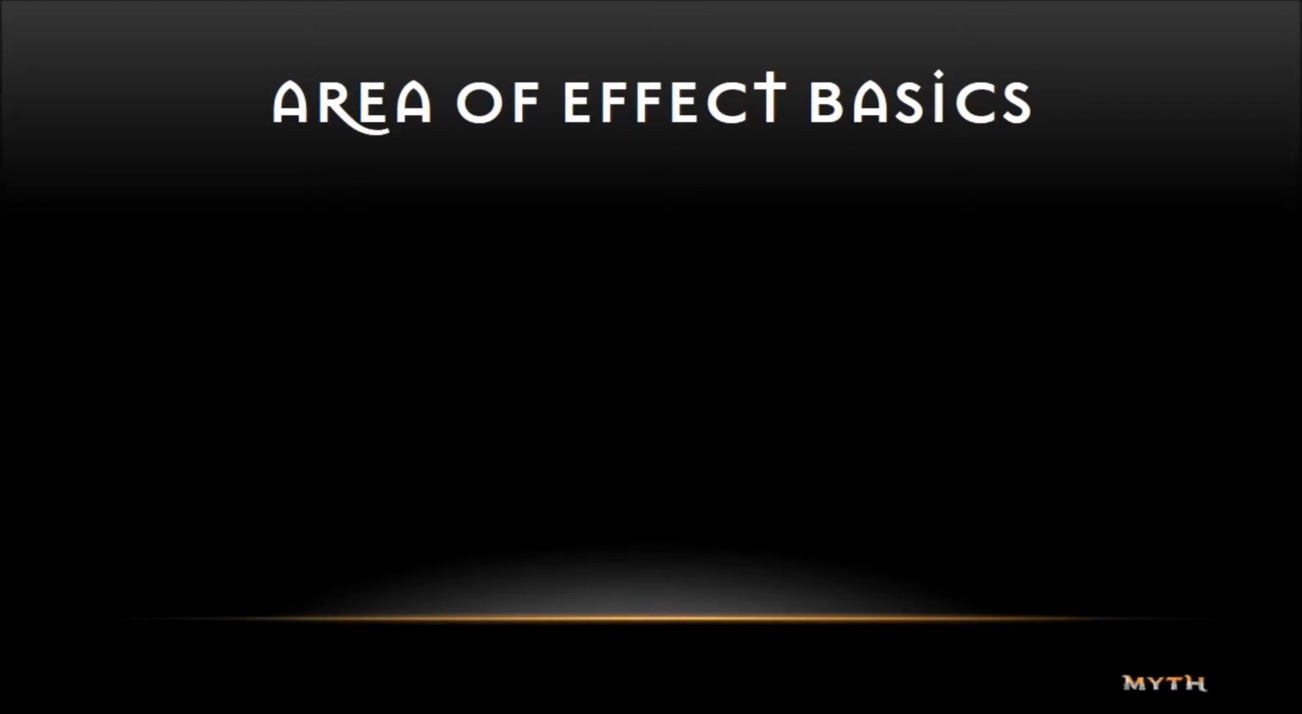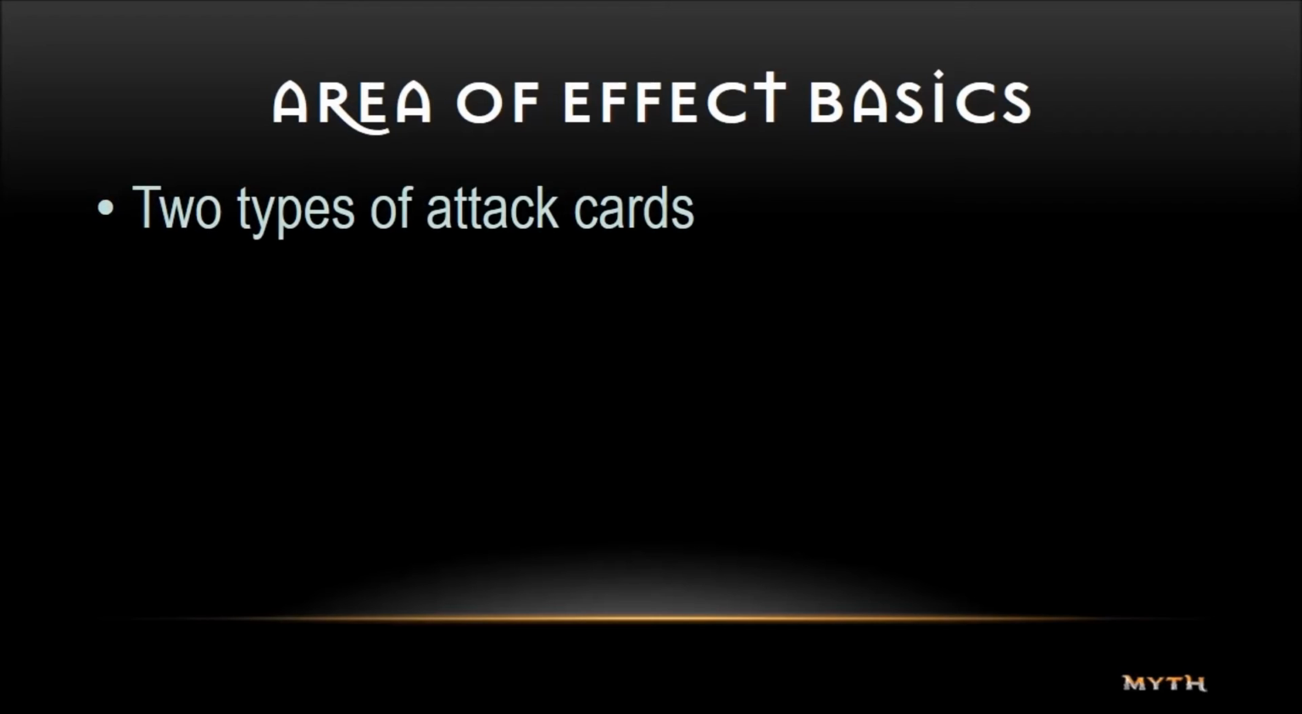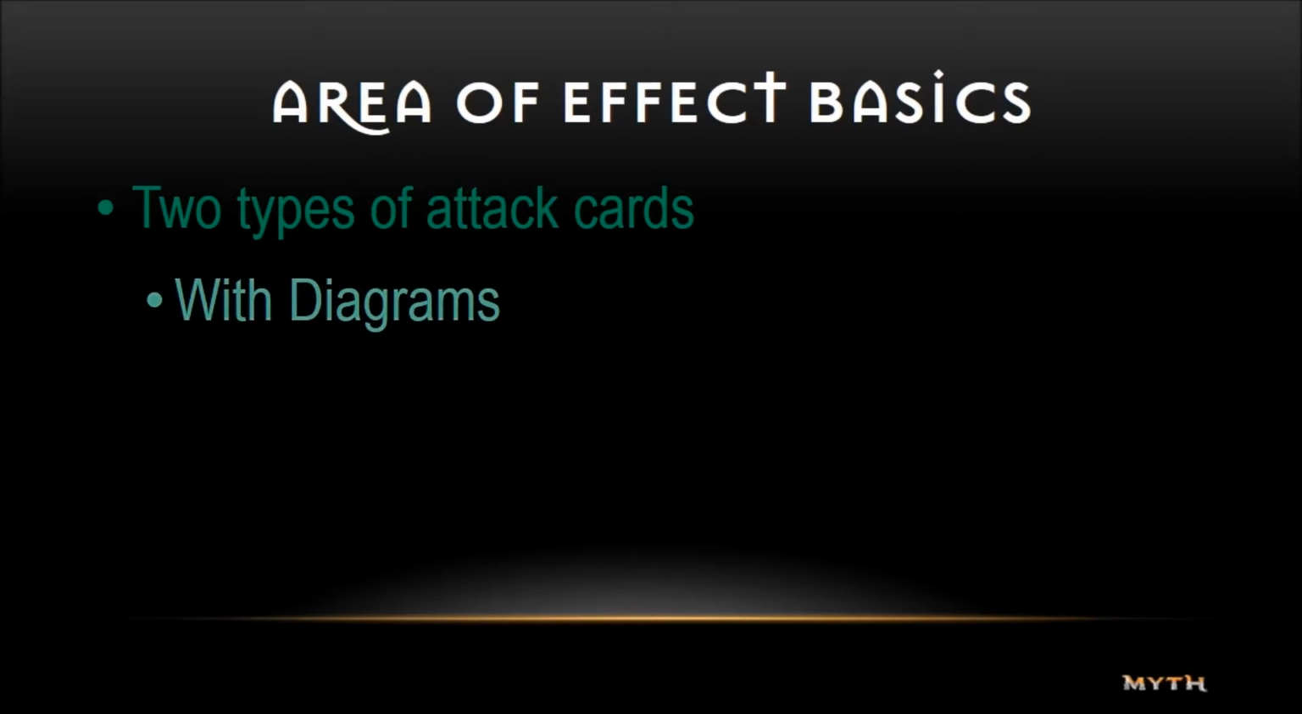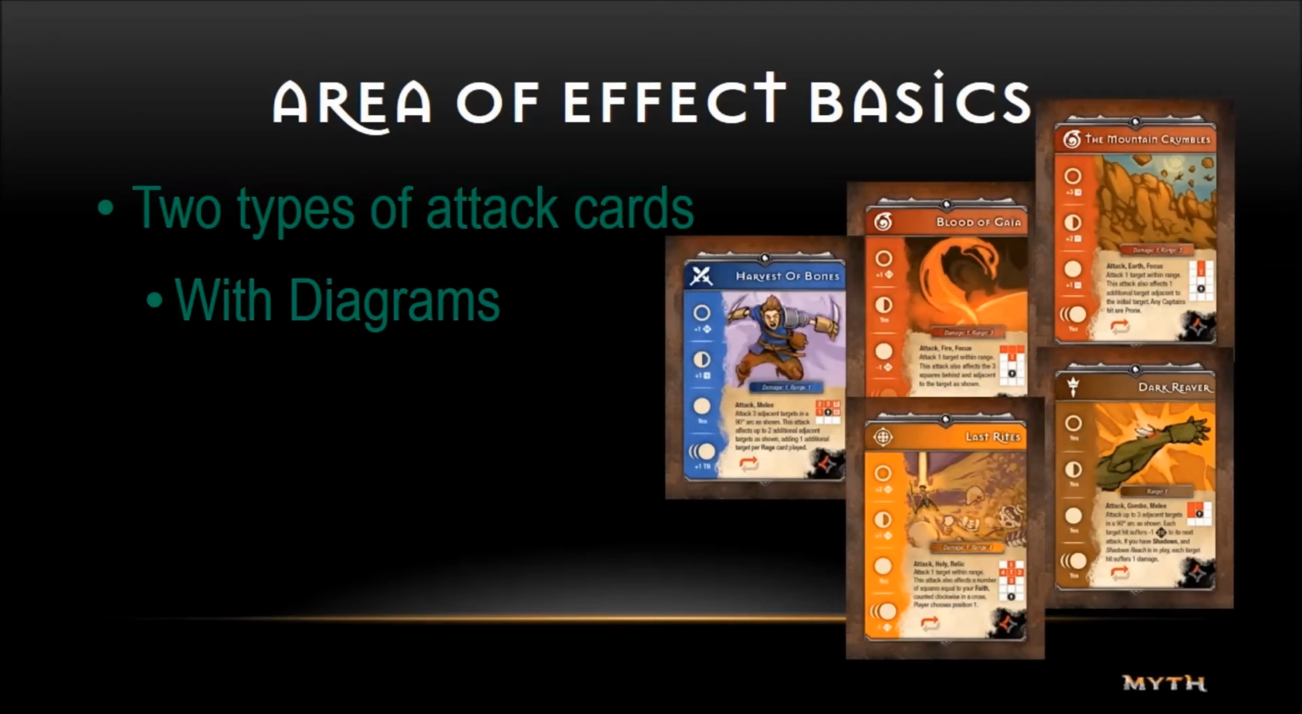So, area of effect basics. When I think of these types of cards, I break them down into really two types of attack cards. The way I think about it is these are cards that have diagrams. And the diagrams are all sitting to the right of the attack text itself on the card. And these cards like Blood of Gaia, Last Rites, Harvest of Bones, etc. are all examples of cards that have diagrams.